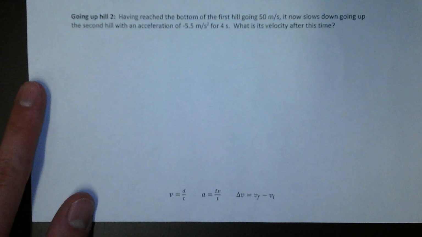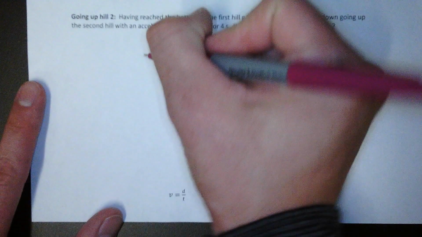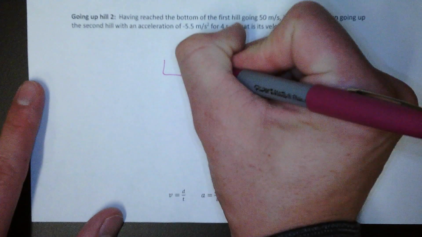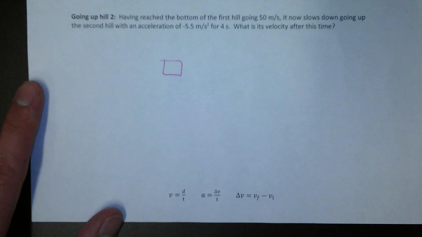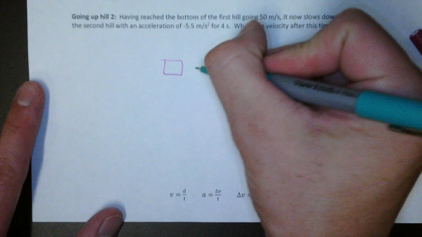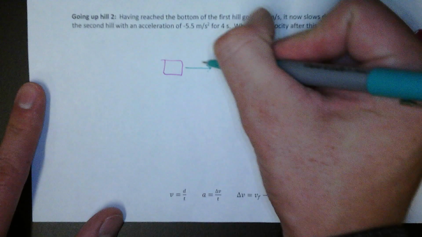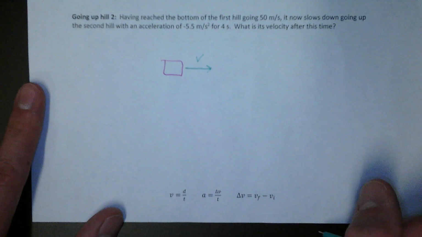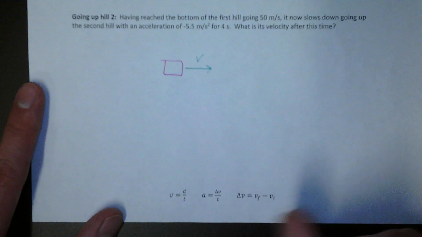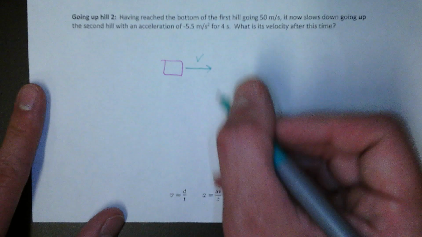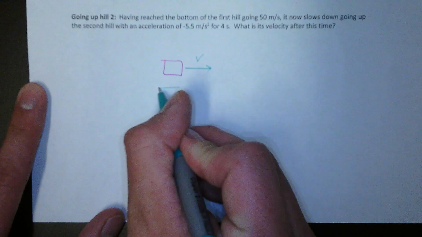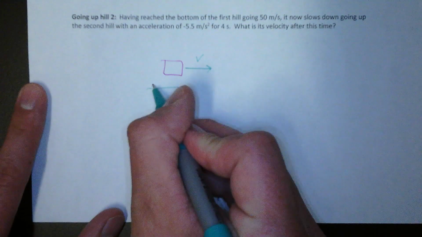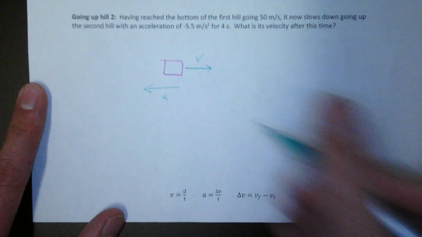So we've got our roller coaster cart kind of at the bottom here. Okay, we know it's traveling this way with some velocity. Okay, it says 50. No, it's going that way. It gives us an acceleration of negative 5.5, so that's the opposite direction, so it is traveling right, but the acceleration is opposite of that.